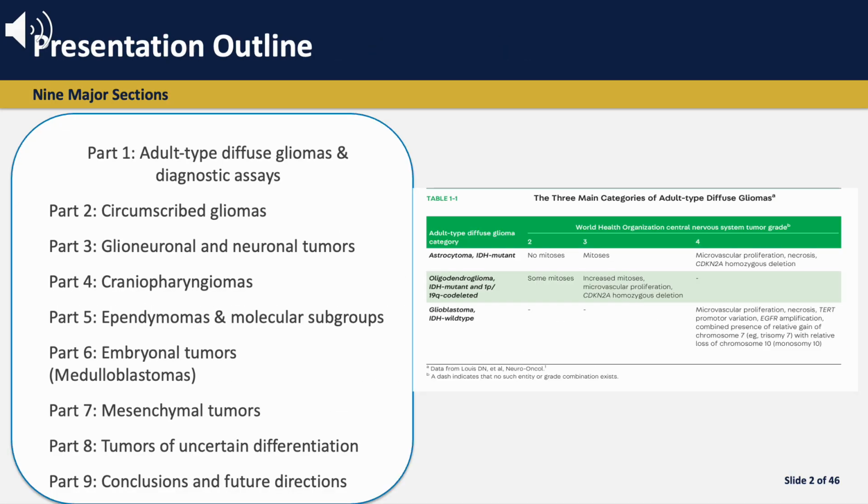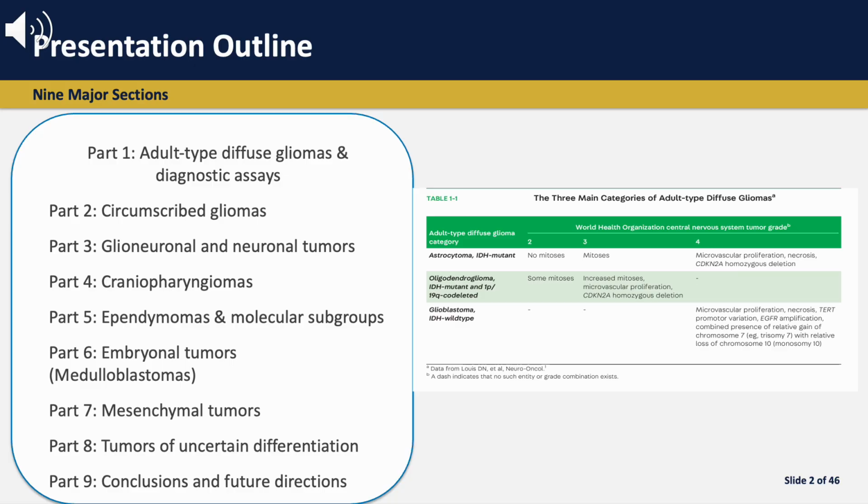This presentation is organized into 9 major parts. Part 1 covers adult-type diffuse gliomas, including diagnostic molecular assays. Part 2 discusses circumscribed gliomas, such as pilocytic astrocytomas. Part 3 explores glioneuronal and neuronal tumors.